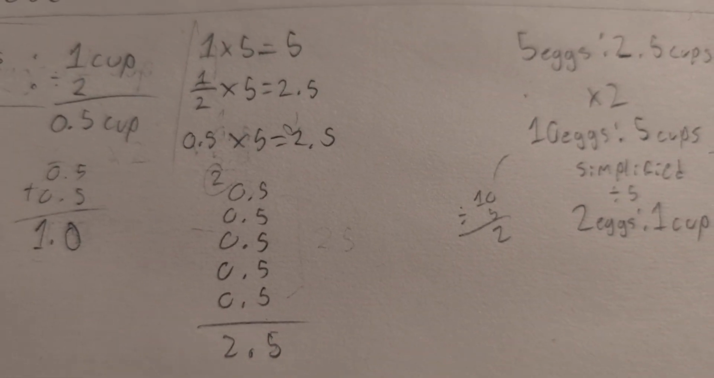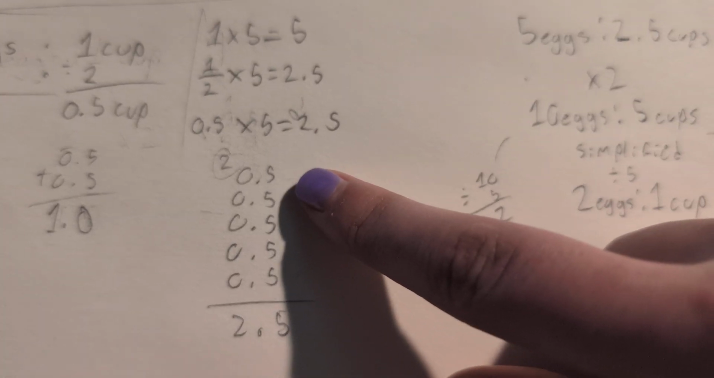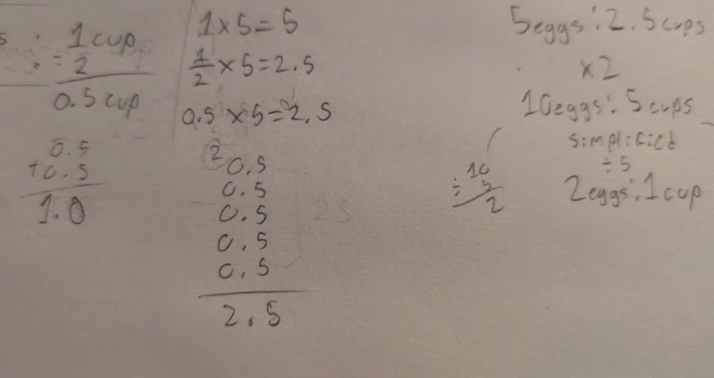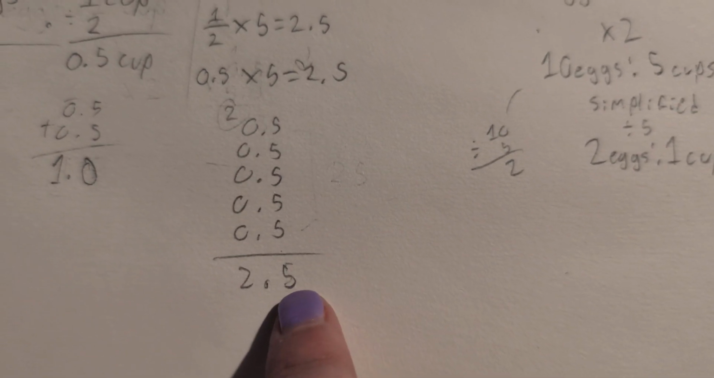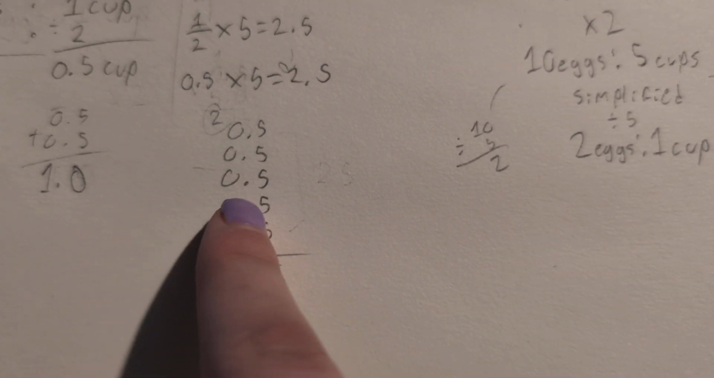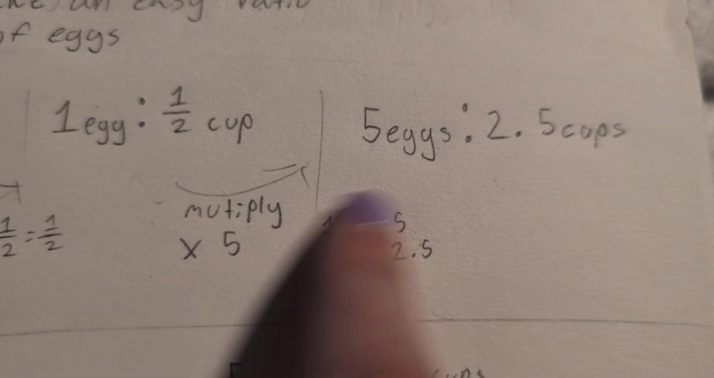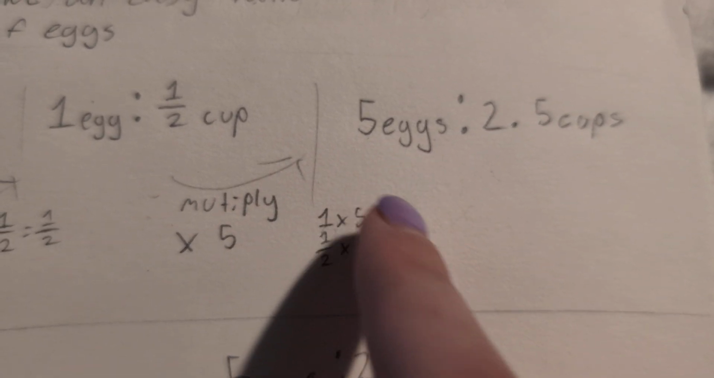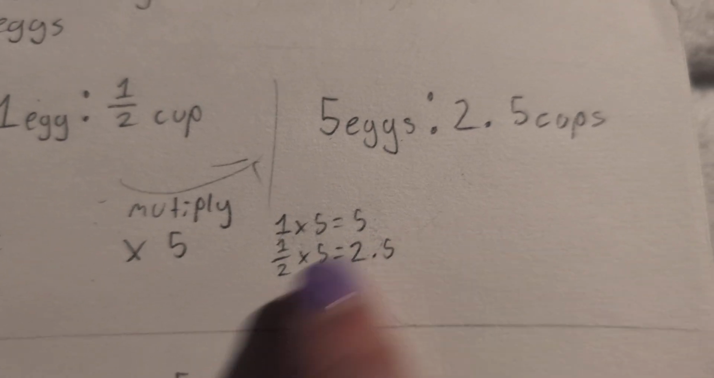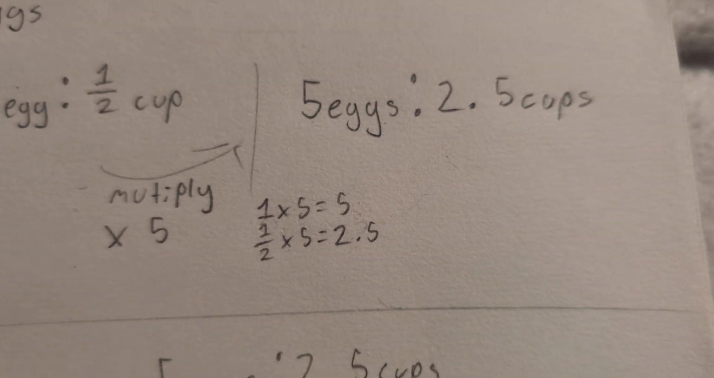I just did addition again because it was the easiest thing. 5 plus 5 plus 5 plus 5 plus 5 is going to be 25. So we put a 5 here and carry the 2 down, making it 2.5, putting the decimal in the middle. Anything times 1 is going to be itself. So 5 times 1 is going to be 5. And we just proved that 5 times 1/2 is 2.5.